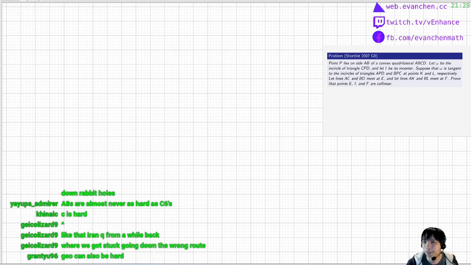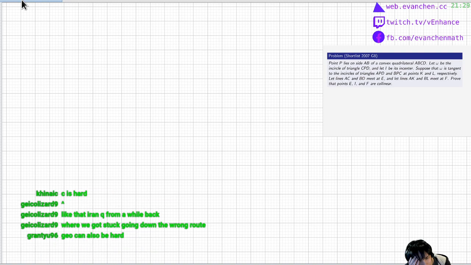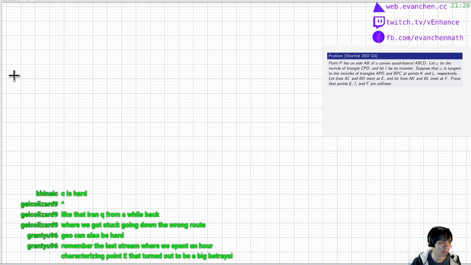Okay, so I have a convex quadrilateral ABCD, and then there's an in-center. Omega is tangent to... Oh no, how am I supposed to draw that on GeoGebra? What? How am I supposed to draw that? Yeah, the point E was really... Yeah, prioritizing approaches is actually sort of the hard part. Okay, how am I supposed to draw this? Okay, I was just gonna wing it.